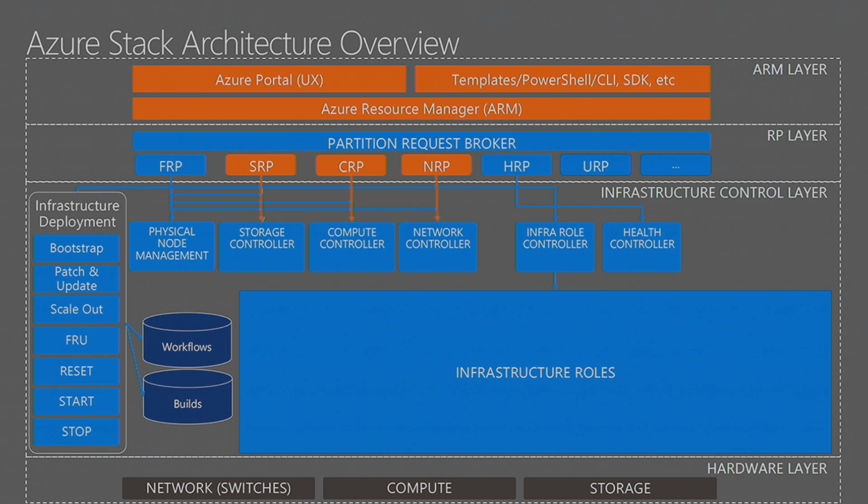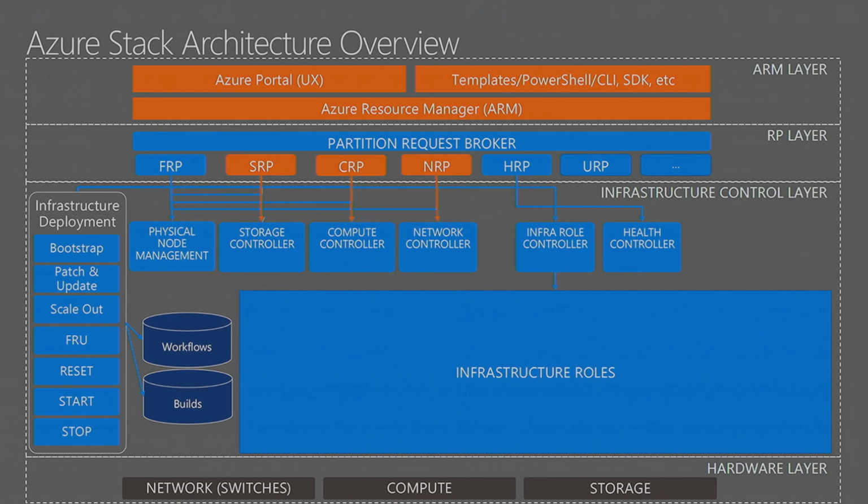So I want to draw your attention to start with the orange boxes in the resource RP layer. SRP, CRP, and NRP are resource providers that you have already seen in Technical Preview 1. In order to enable that seamless, unified administration experience, we're going to introduce 3 additional resource providers. You've seen that slide, hopefully before this week, and you potentially wondered, what do FRP, HRP, and URP stand for? What do those resource providers do for you?